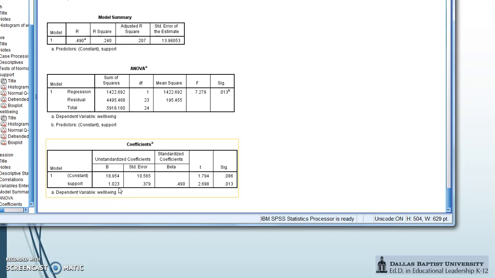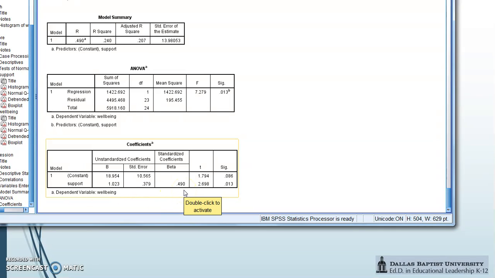And recall that that tells us for every one unit increase in the independent variable, in this case support, we get a 1.023 increase on average of the dependent variable, which is well-being. And so this represents the slope of that best fit line in the metrics of the original measurement.